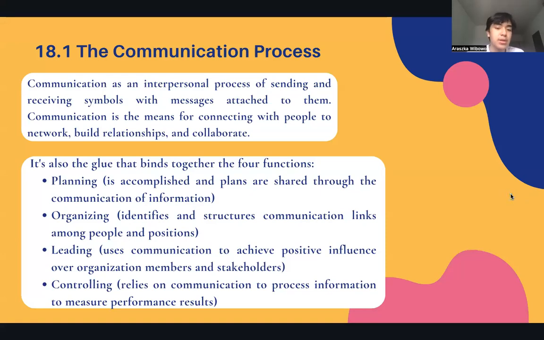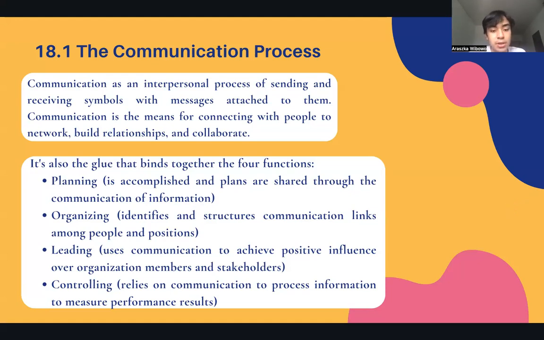Okay, first is the communication process. Communication is an interpersonal process of sending and receiving symbols with messages attached to them. Communication is the means for connecting with people to network, build relationships, and collaborate. It's also the glue that binds together the four functions.